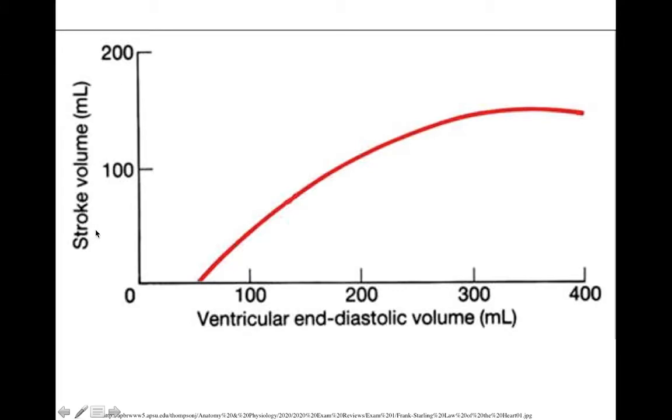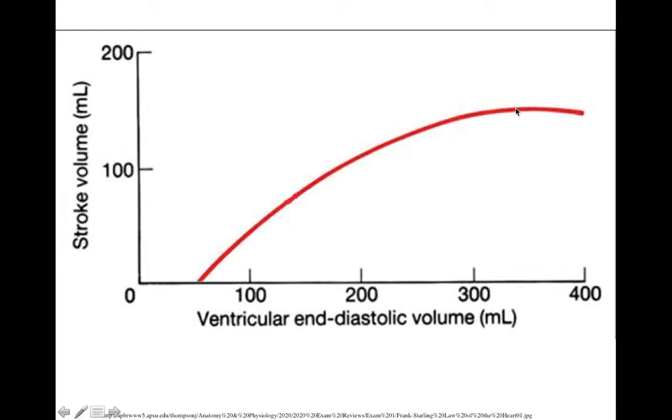What this relationship shows is end-diastolic volume and stroke volume. If you increase ventricular end-diastolic volume, generally you're going to see more blood pumped out of the heart. That's the tendency of this graph: the more filling you get in the ventricles, the higher the stroke volume. That's generally true up to a point, up to about 300 milliliters or so. After 300 milliliters, you get diminishing returns on stroke volume.